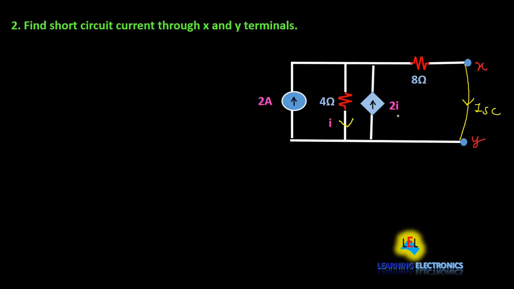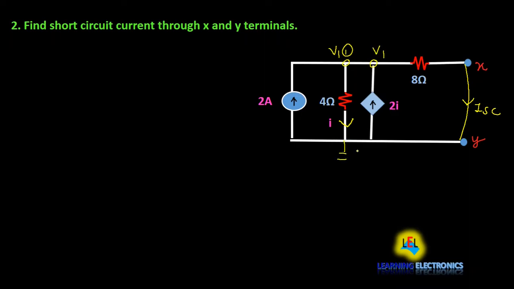Here we can see that one dependent current source is given, 2I, which depends on the current through this 4 ohm resistor, that is I. Let us assume one node here. This is node number 1, and let the voltage at this node be V1. Now we can see that this is also a node, and in between these two nodes there is no drop. So here also the voltage will be V1 only.